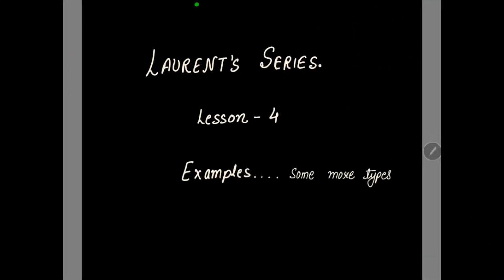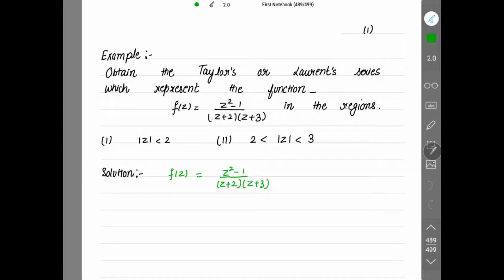Laurent series, lesson 4. We are going to do some more examples based on this series. So this example is, obtain the Taylor's or Laurent series which represents the function f(z) equal to (z² − 1) over (z + 2)(z + 3) in the regions |z| < 2 and |z| lying between 2 and 3.